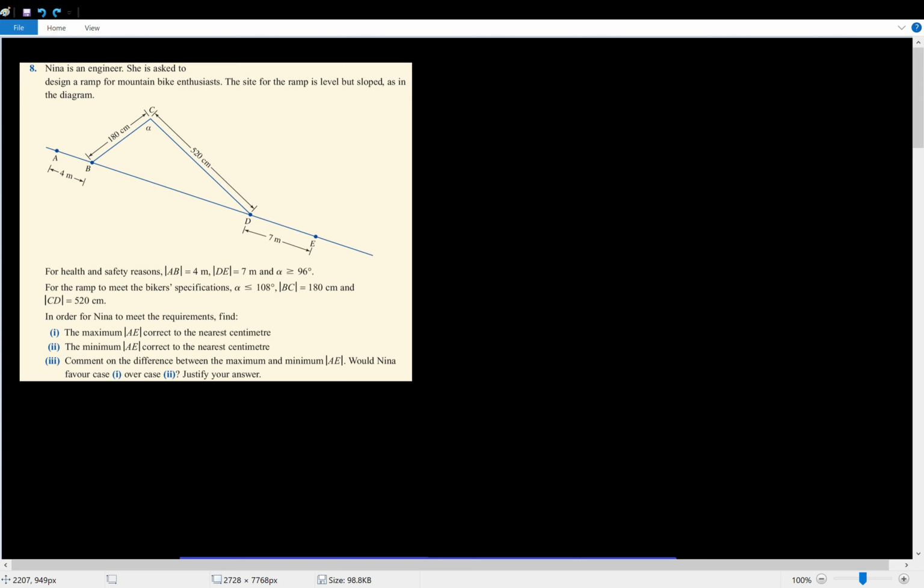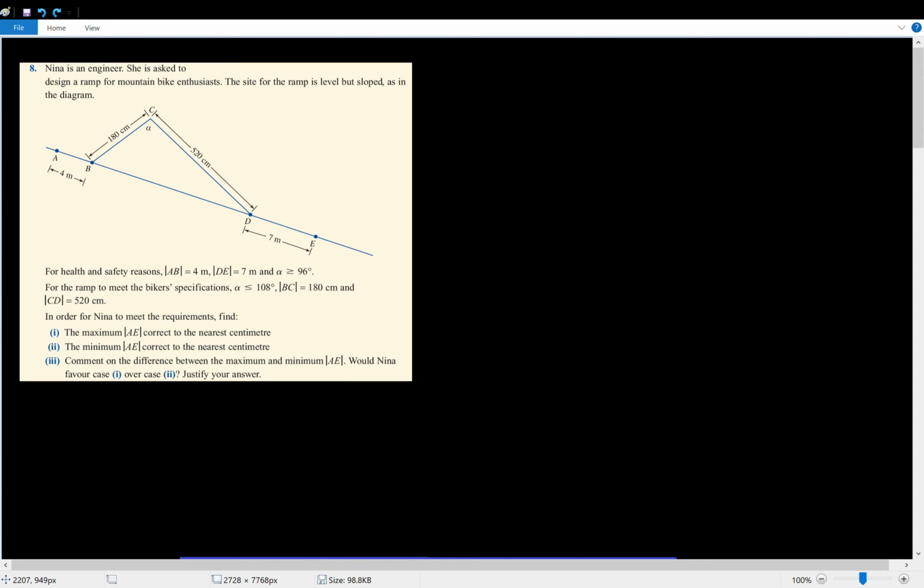This is question 8 in exercise 4.7 in Project Maths 3A. Nina is an engineer. She is asked to design a ramp for a mountain bike enthusiast. The site for the ramp is level but sloped as in the diagram.